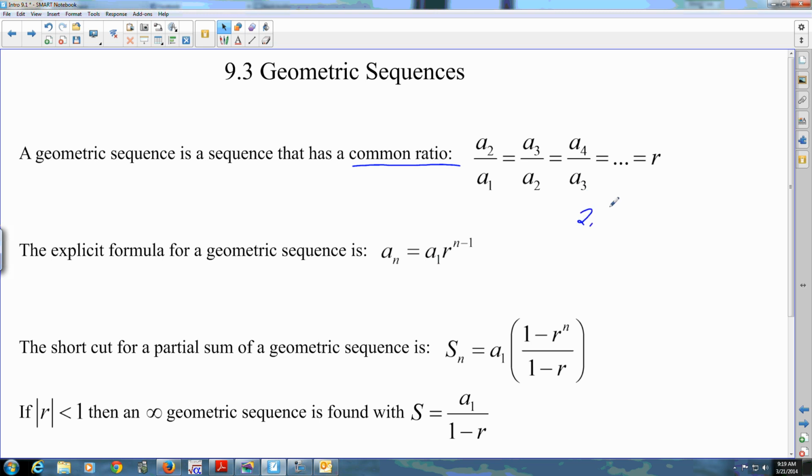How about 2, 4, 8, 16, and so on. I pick a term and divide it by the one that came before it. So its common ratio is 2. The common ratios can be negative.